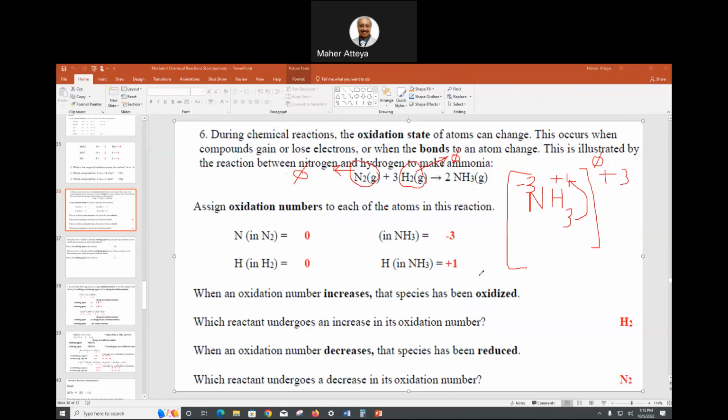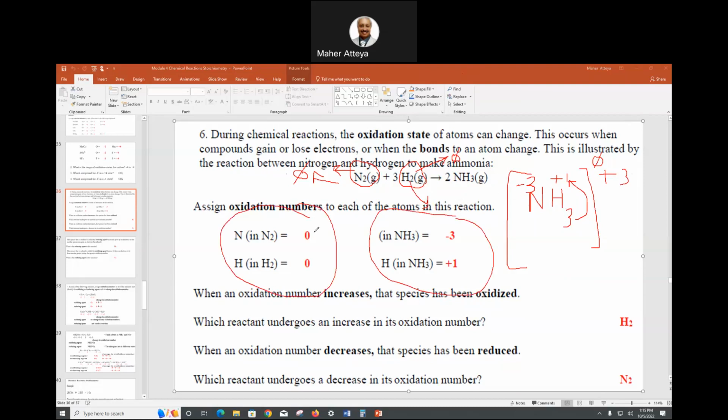So we answered the first question, the oxidation number of all those elements or molecules. Nitrogen by itself, the first one, is 0 here. Hydrogen on the reactant side is 0. The ammonia on the product side has nitrogen at -3 and hydrogen at +1. Correct? See here, this is the product side and this is the reactant side.